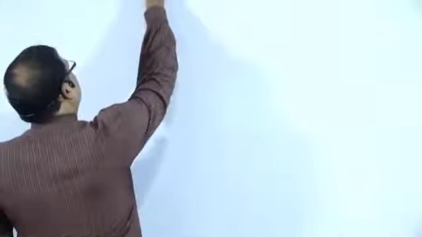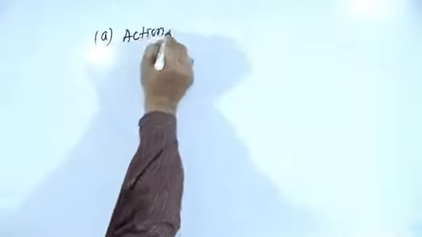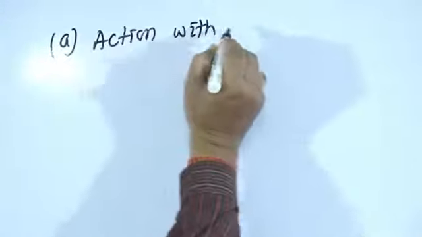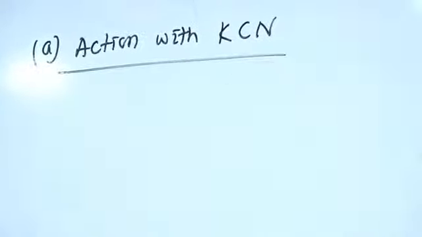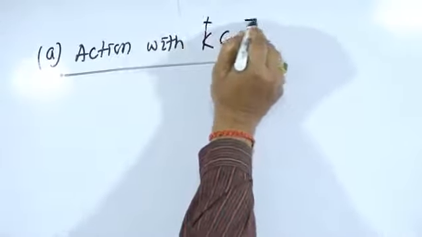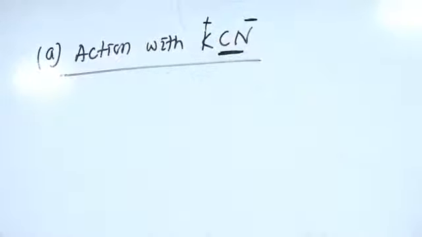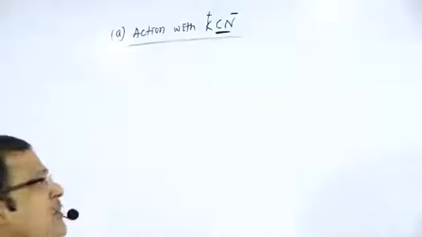So first one, nucleophilic substitution reaction with KCN, that is potassium cyanide. In potassium cyanide, what is the nucleophile? K plus and CN minus. The nucleophile is CN minus, with a negative charge, the Lewis nucleophile.